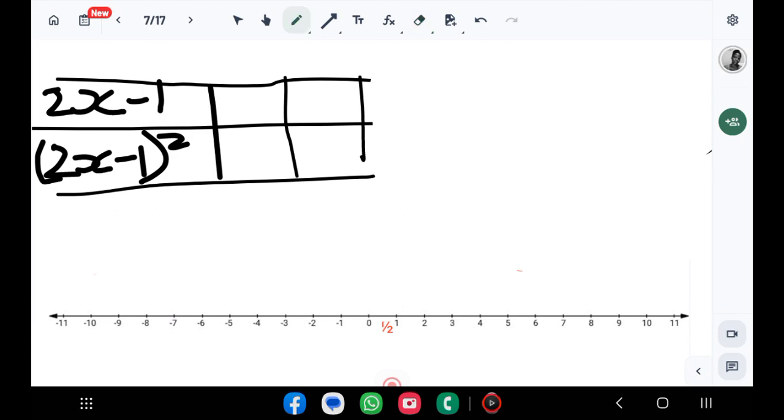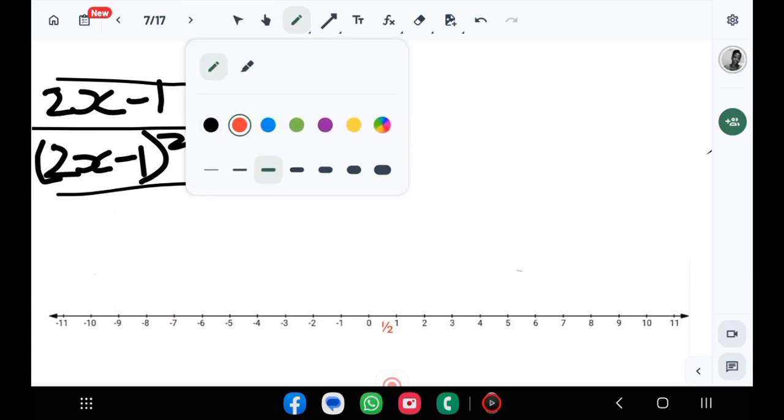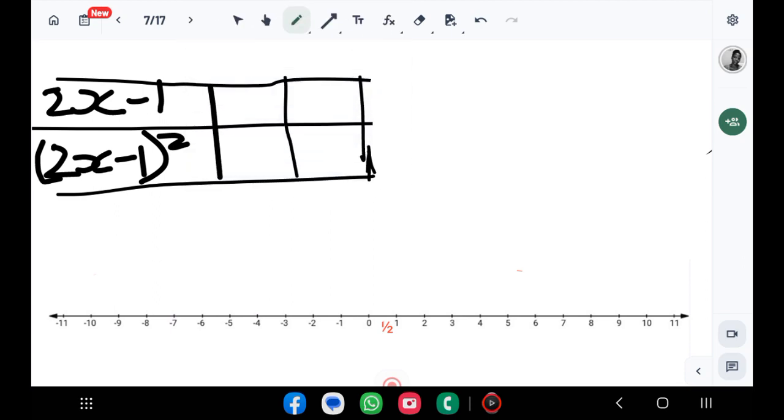Now we put our critical value at the top. That is 1 over 2, that is half. Now, 2x minus 1 is 0 at half, so we put 0 there. Now, what happens to 2x minus 1 all squared? 0 all squared is simply equal to 0, so that is also 0 over there.